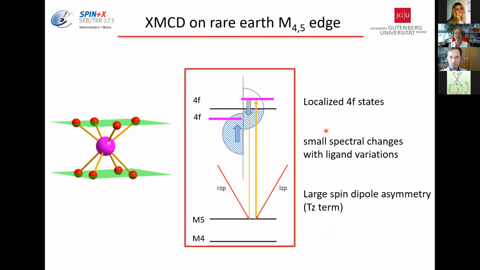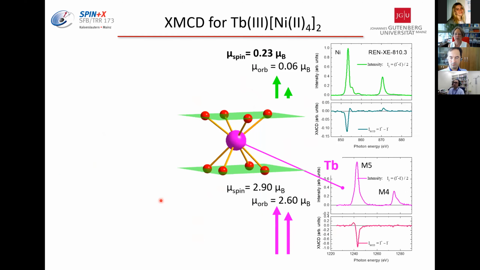So we have only very little influence of our ligands or surrounding, this is supposed to be, and we will see if this is the case.